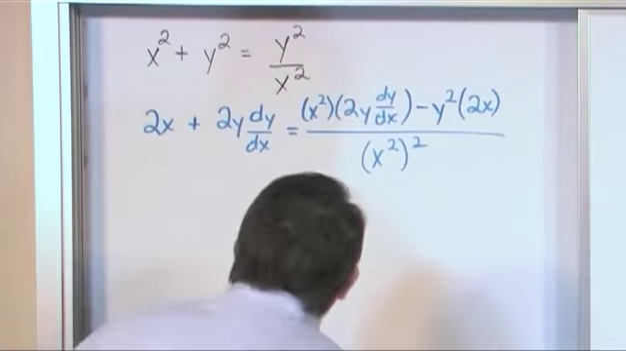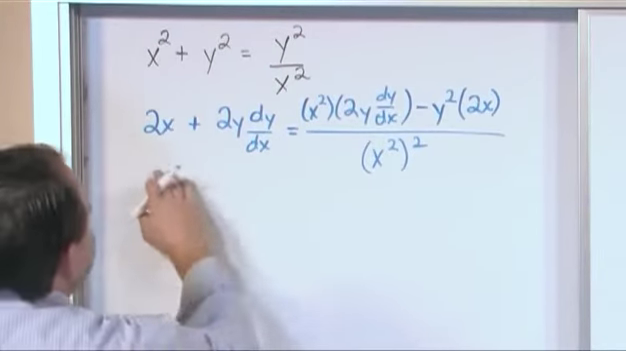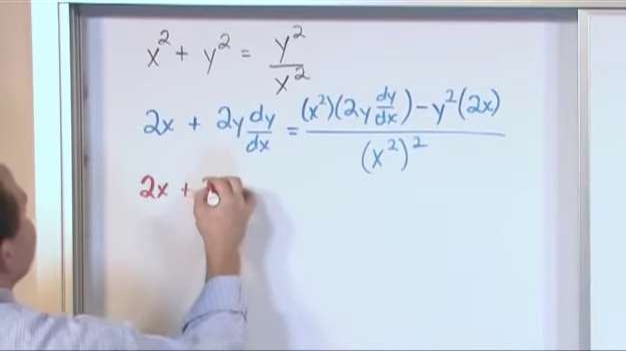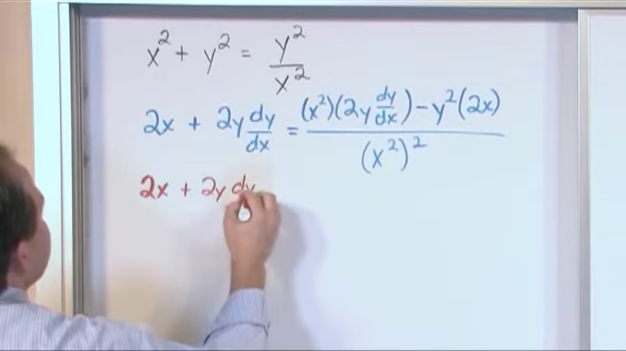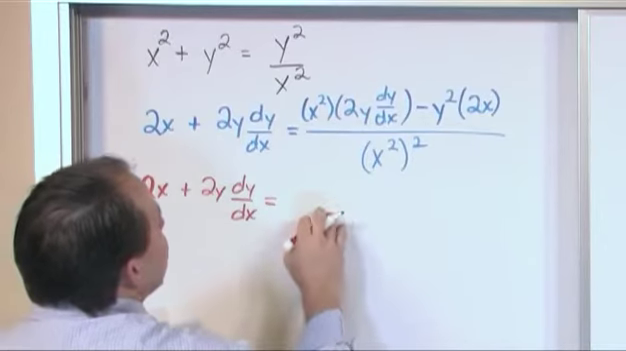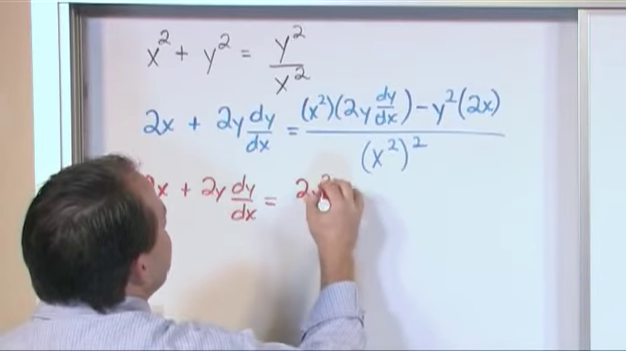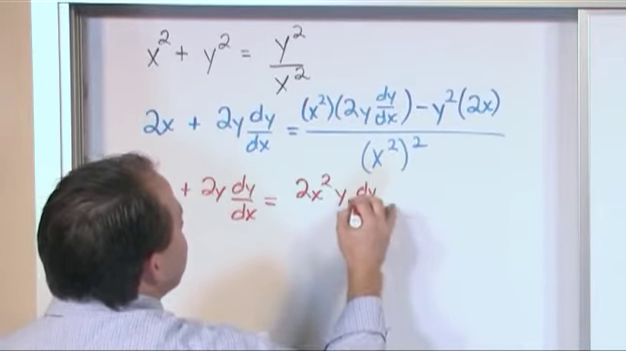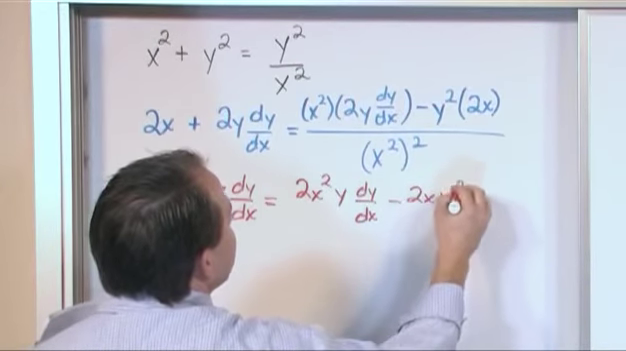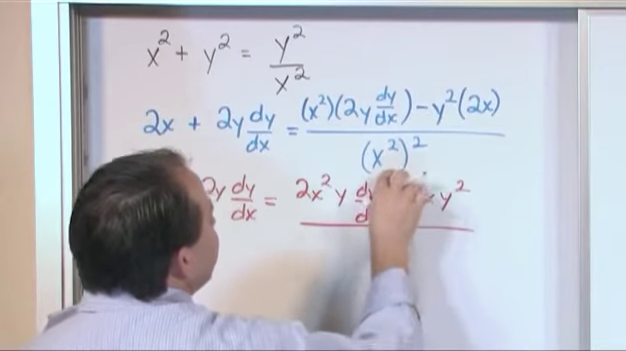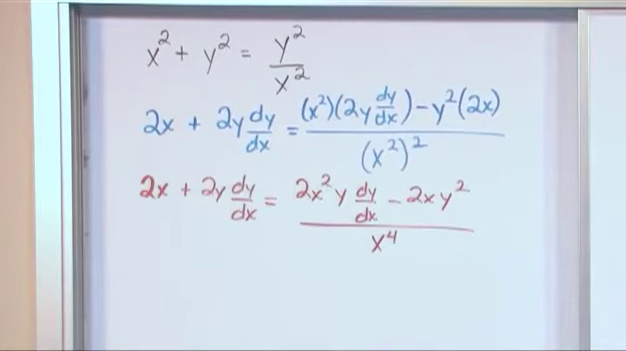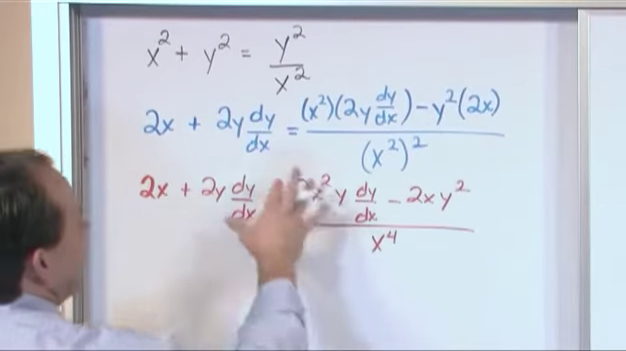All right, now let's go ahead and simplify a little bit. There's not much to do on the left-hand side, so we'll just rewrite it. So we have 2x plus 2y dy dx is equal to, and then here we have 2x squared y dy dx minus 2xy squared, and on the bottom, we just have x to the fourth power.